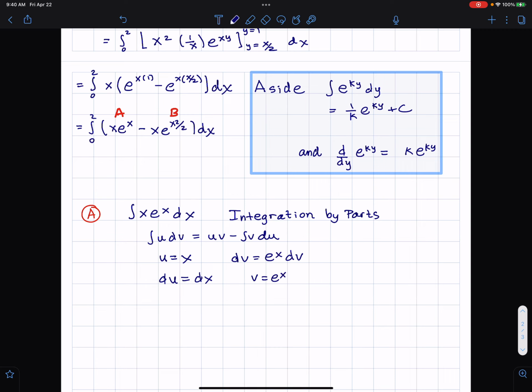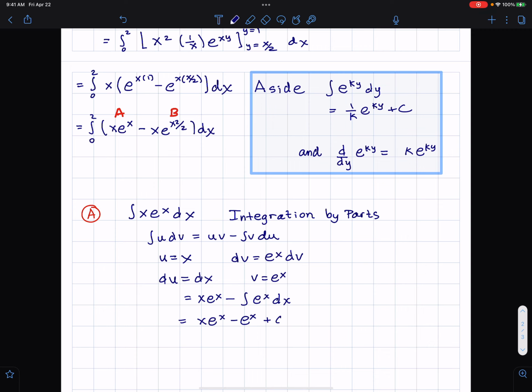And then we multiply, as it says here, u times v. So that's x e to the x minus the integral, right here, v du. Well, v is e to the x, and du is dx, alrighty. And then the integral of e to the x is just e to the x.